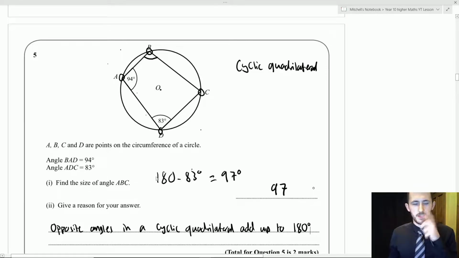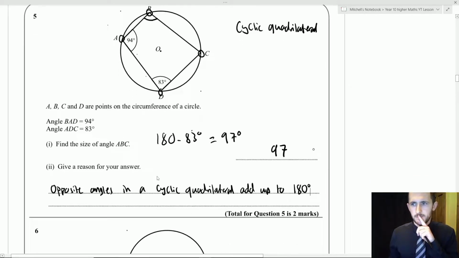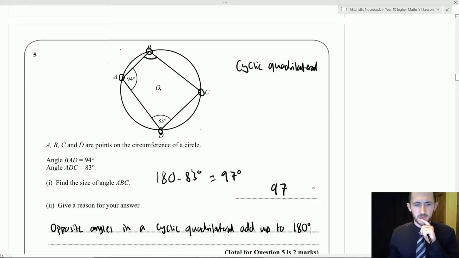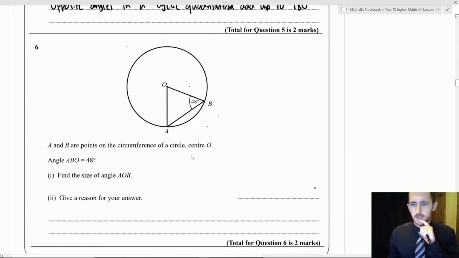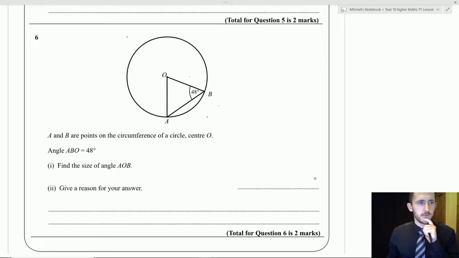That all good? I think these ones are so far so good. Perfect. Okay. Here we go.